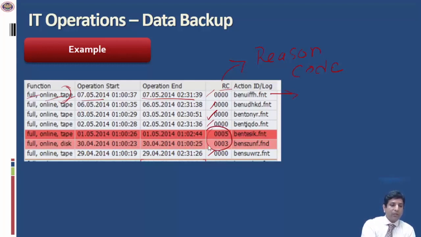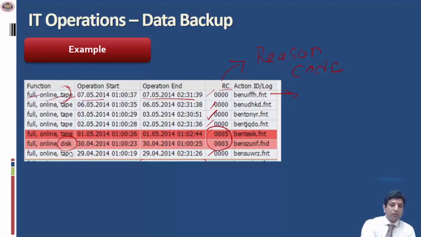But if you see, on two particular days, there is an error, which is also marked in red. Here in this case, we can see that a backup was taken to a disk instead of a tape. We can understand a little more by asking why this is happening. Is it possible that on a particular day, the backup happens to a disk instead of a tape? Is it a policy of backup that the company has defined, or is it an exception? We need to understand that.